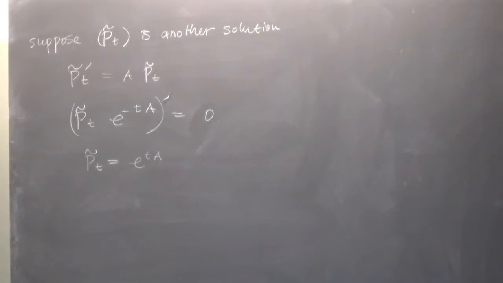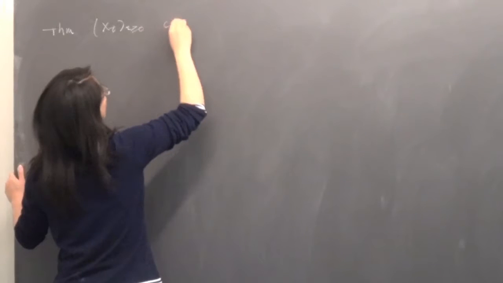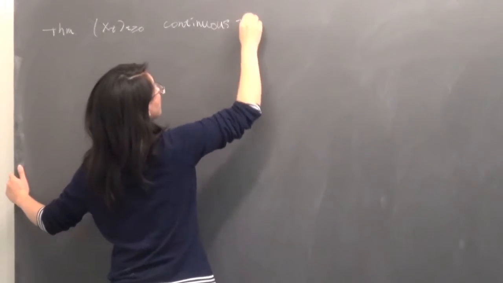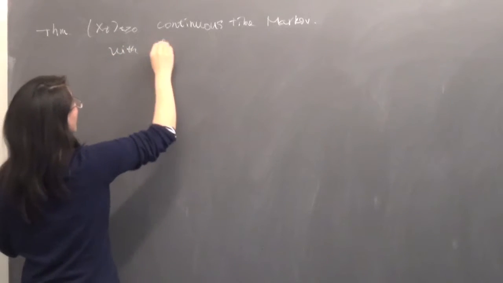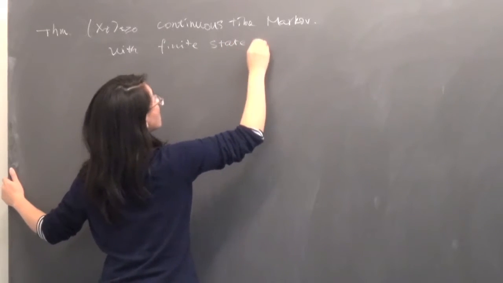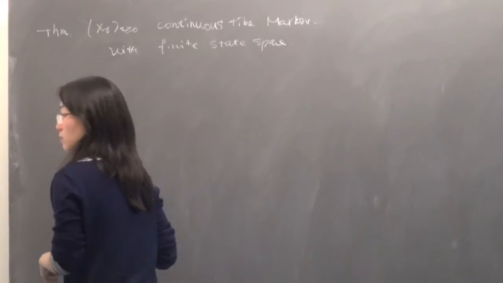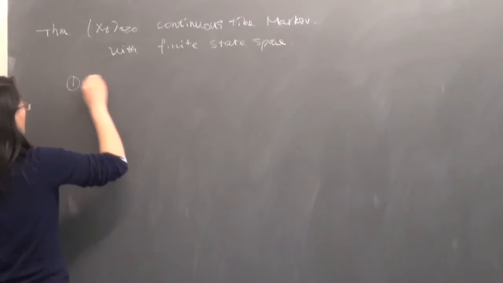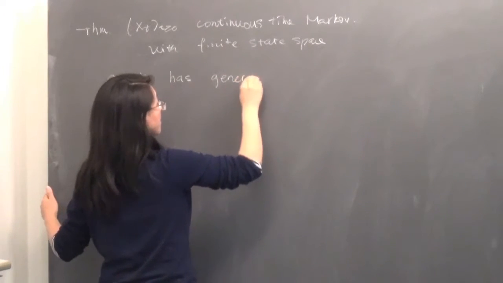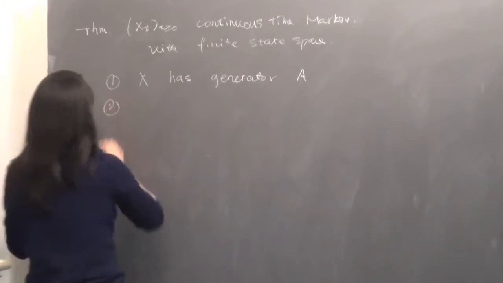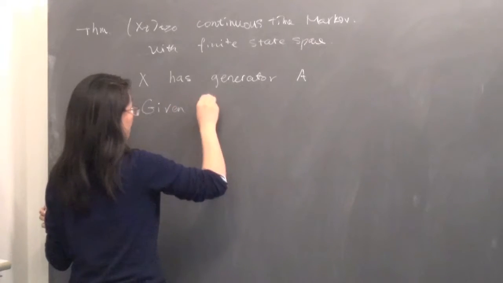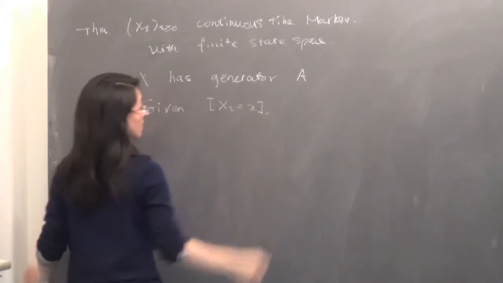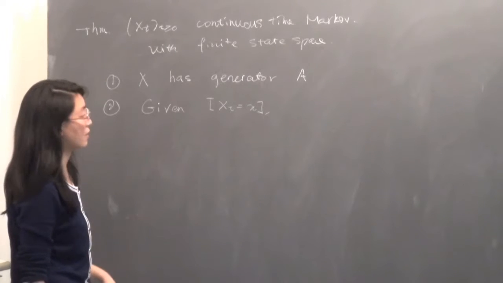Okay, so the theorem says we already fixed that the state space is finite. Now, suppose X_t is a continuous time Markov chain and the state space is finite. Then the following three conditions are equivalent. First, X has generator A. Second, conditional on what happens at time t, the part before t and the part after t are independent.